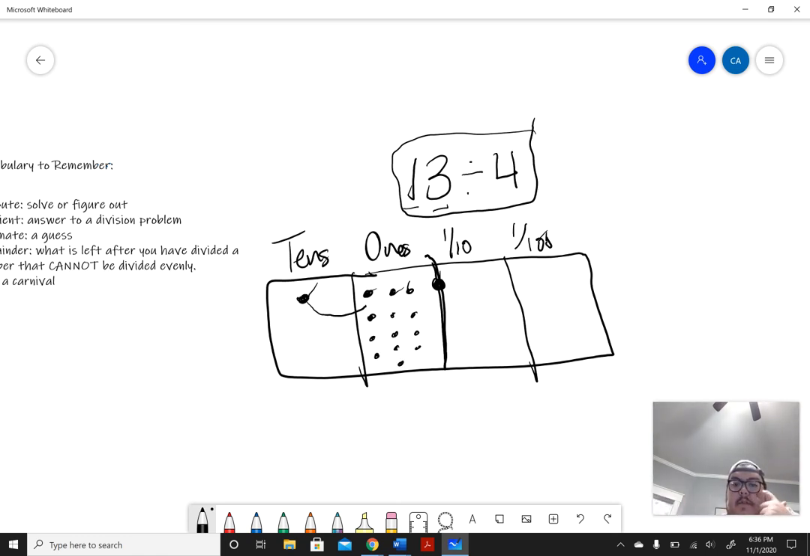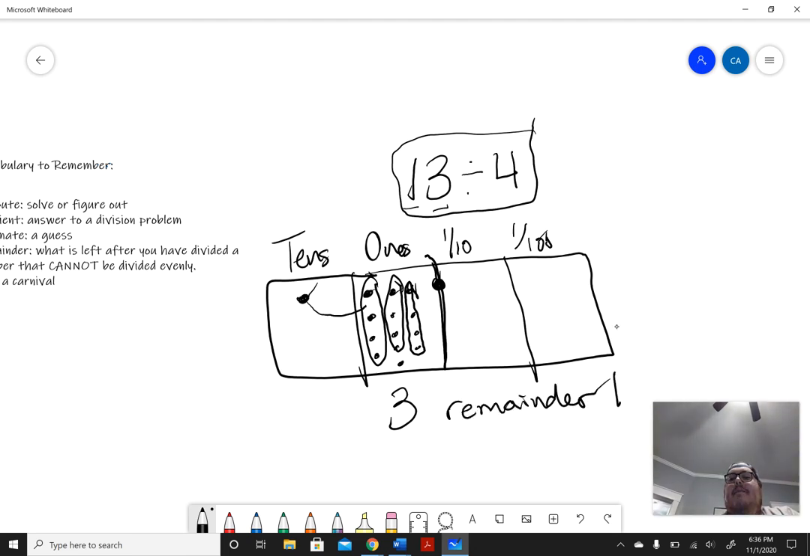Now I can find groups of 4. Well, here is a group of 4. Here is a group of 4. Here is a group of 4. And I have 1 left over. Today, we're not going to worry about breaking them up into tenths and hundredths because, fun fact, you're going to get 3 repeating, because we'll learn about that in the spring. But anyway, that means that we have 3 with a remainder of 1. Okay, 3 with a remainder of 1.